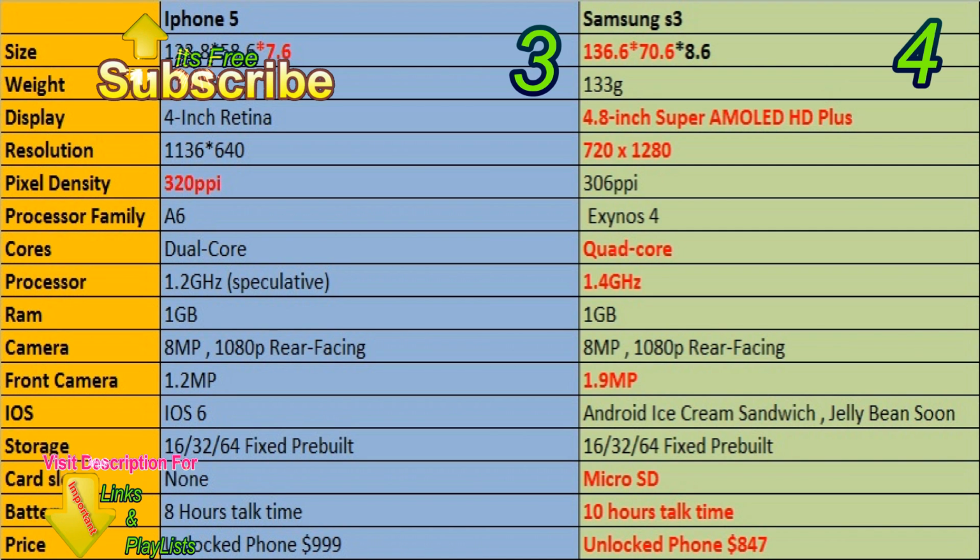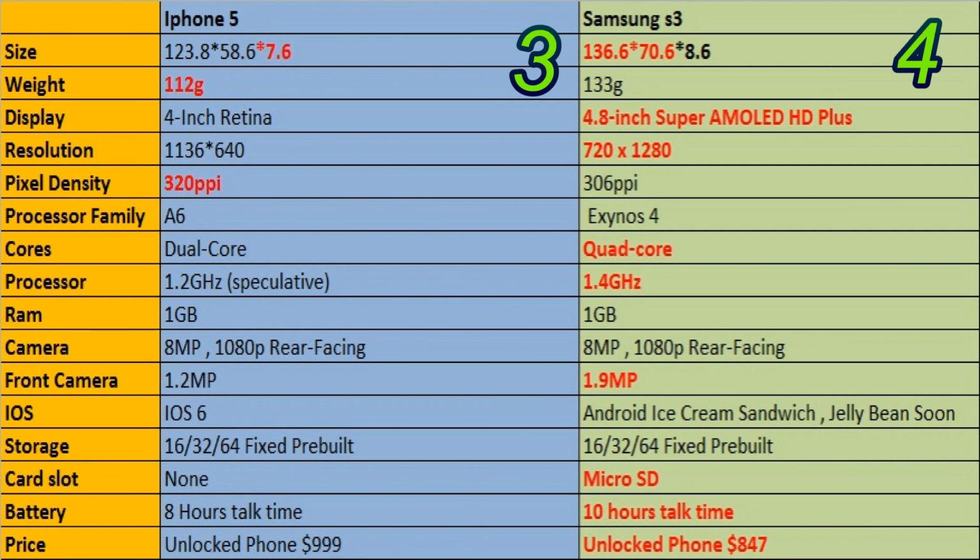Now for the processors, the iPhone 5 has the A6, while the Samsung has the Exynos 4. And of course, the cores: the iPhone 5 has dual core, while the Samsung has quad core. So obviously the Samsung is substantially better there with a quad core. Now the processor speed for the iPhone 5 is speculative. It's still at 1.2 gigahertz, that's what they are predicting or expecting, while the Samsung S3 has a 1.4 gigahertz processor.